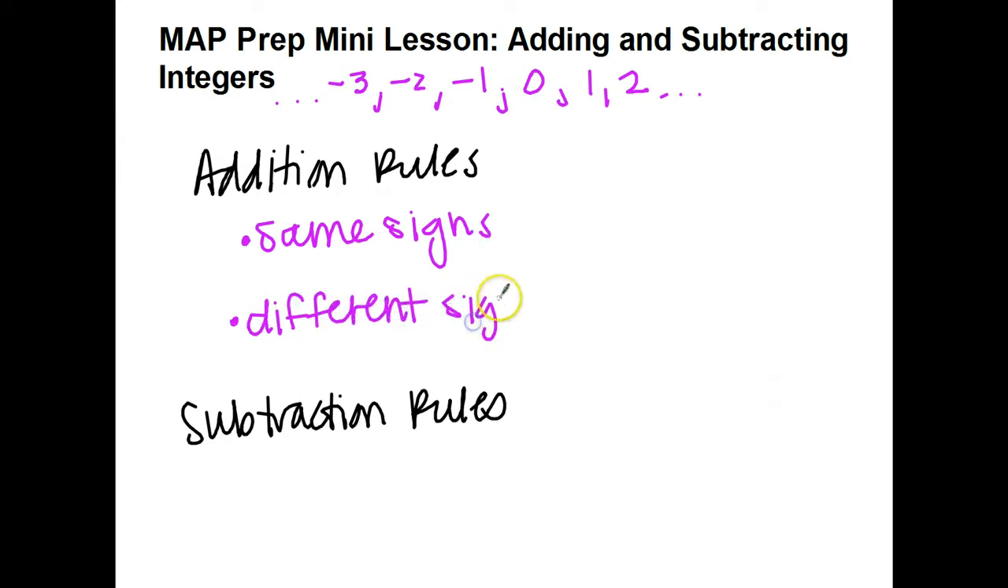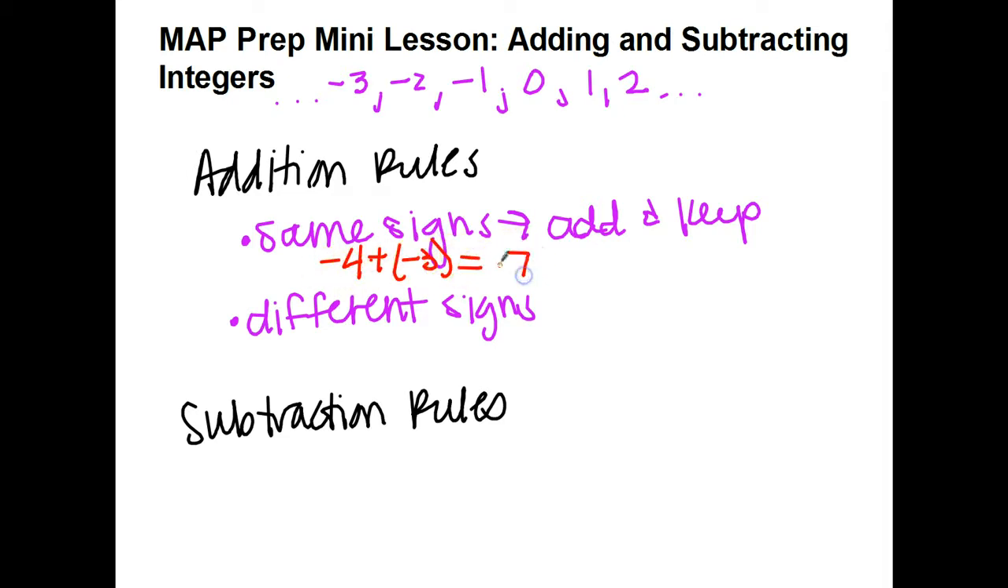When we have the same signs, we add and keep the sign. So for example, -4 plus -3, my signs are the same, they're both negative, so I add the numbers, keep the sign. Same thing if they're both positive, obviously. 2 plus 3, they both have positive numbers in front of them, so add the numbers, keep the positive sign, that would be 5.